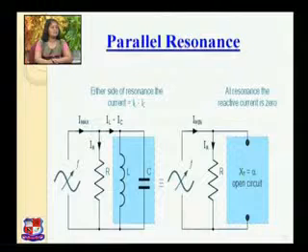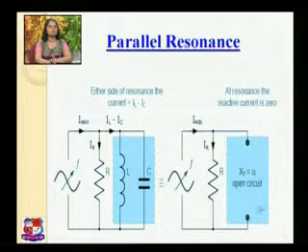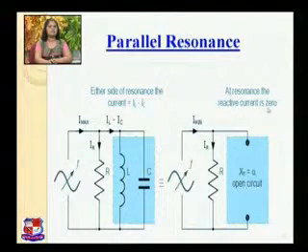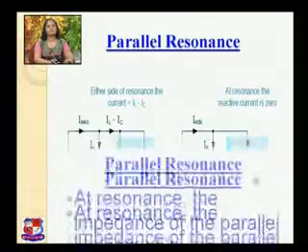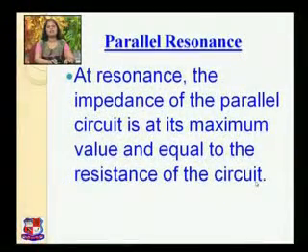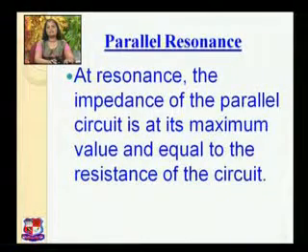So this portion is represented over here by an open circuit. Reactive current is 0. At resonance the reactive current is 0, so this portion is considered as an open circuit portion. At resonance, the impedance of the parallel circuit is at its maximum value and equal to the resistance of the circuit, because the effect of reactance is 0. So impedance is equal to resistance of the circuit.